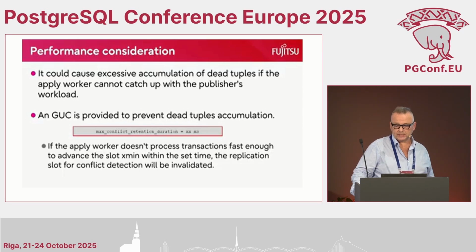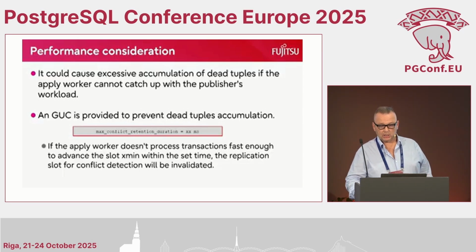But of course, we can't retain dead tuples forever. So the proposal is for an automated way of preventing indefinite retention, and that's the max conflict retention duration. If applied, this parameter means that in the event the apply worker doesn't process fast enough to advance the slot within the period specified, then the replication slot will be invalidated. And this will, of course, allow the dead tuples to be removed through vacuum.